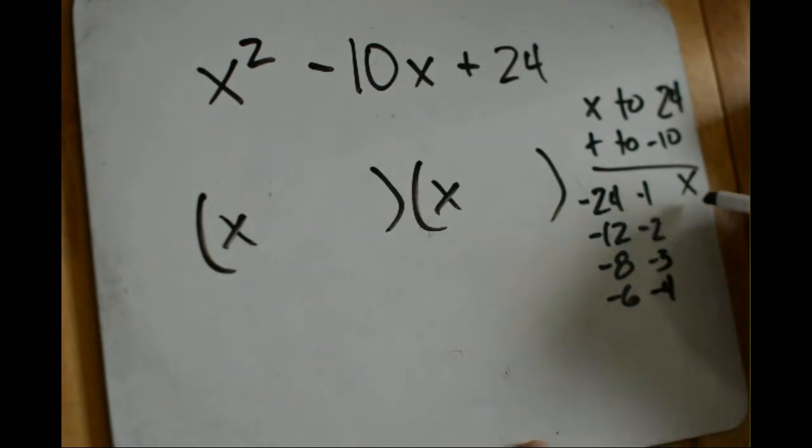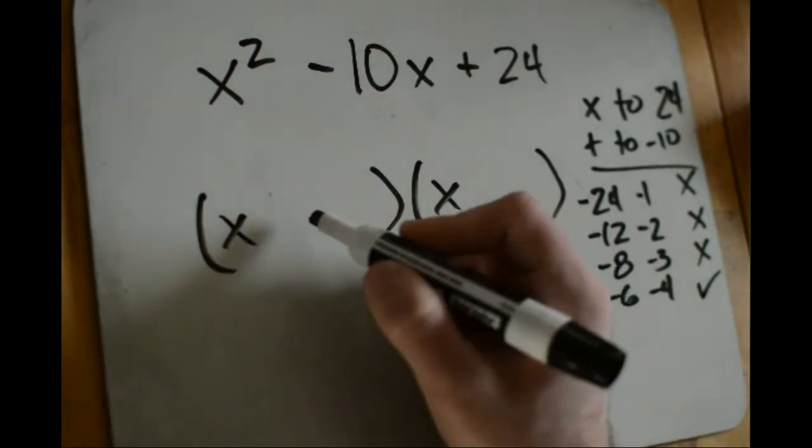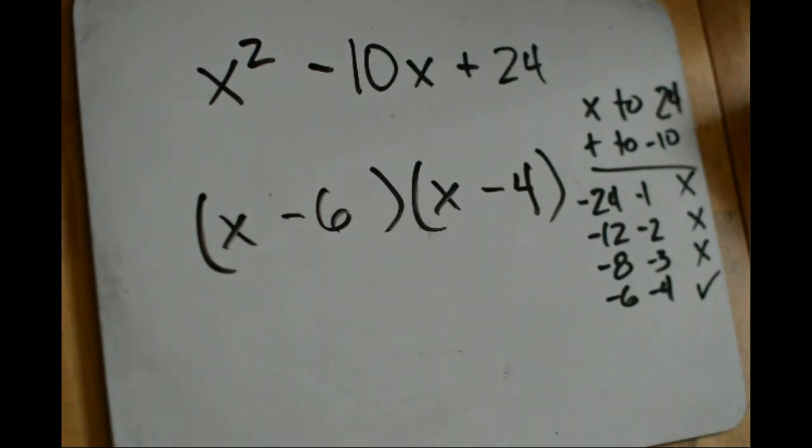That adds to -14, not what we're looking for. -11, not what we're looking for. And finally, -10. So our 2 terms here are x minus 6 and x minus 4. And now that has been reverted to factored form.